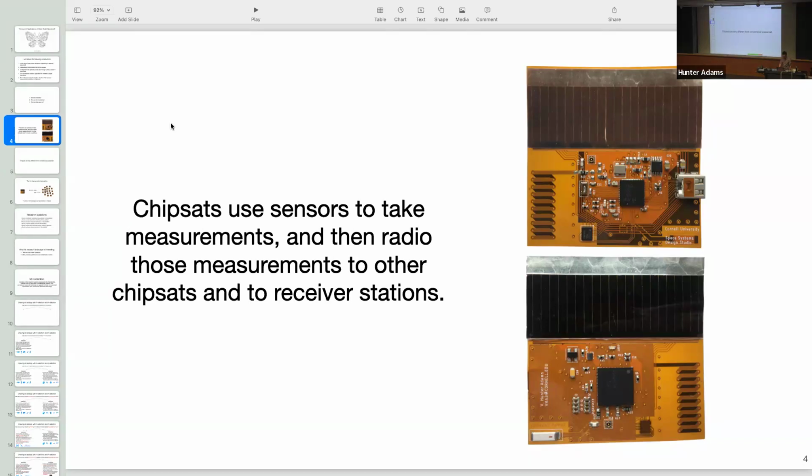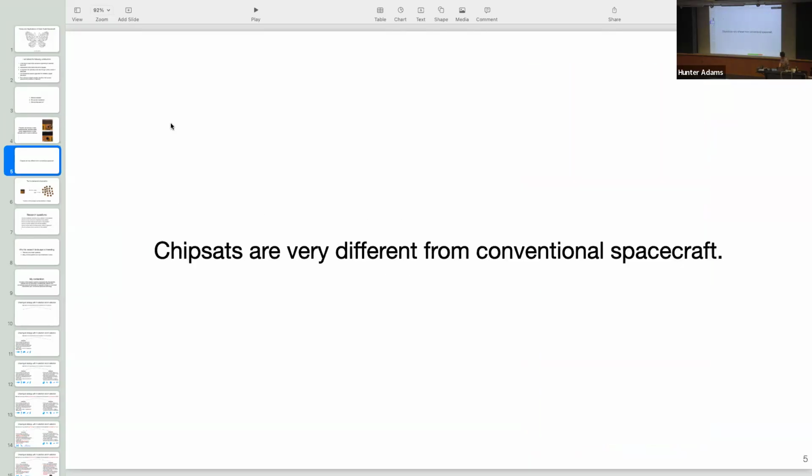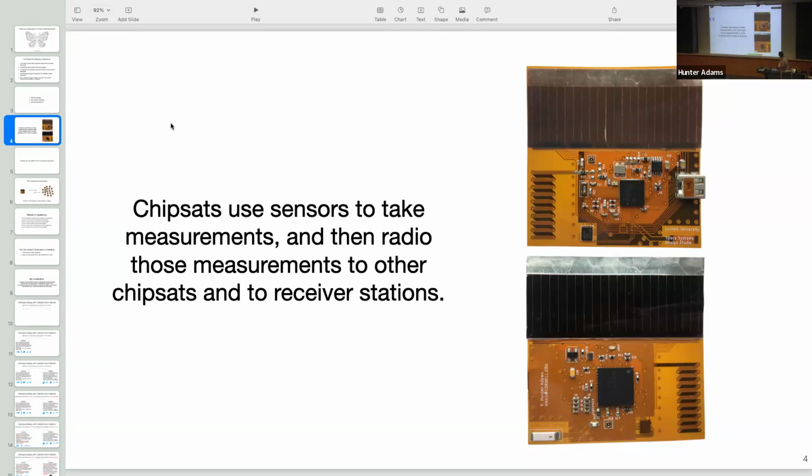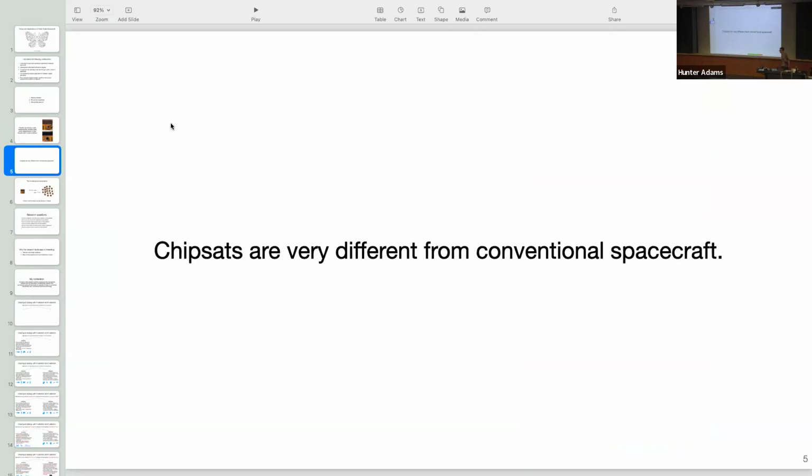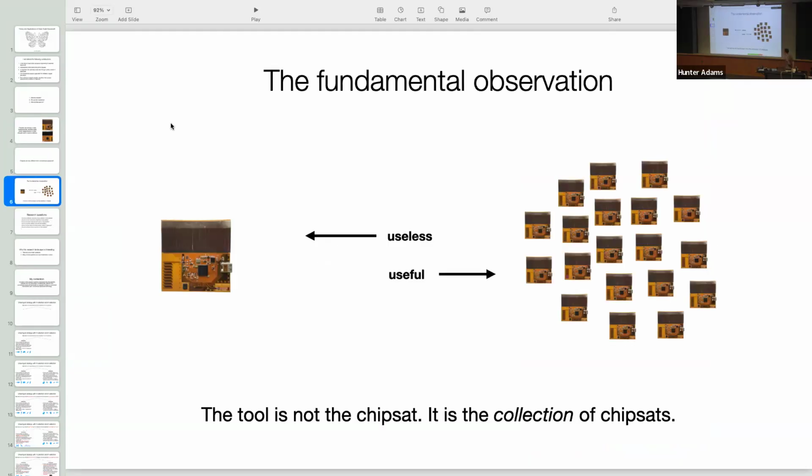An obvious point, but these little spacecraft, this is 5 centimeters on a side, are very different from conventional spacecraft. They're different in some ways that are rather obvious and in some other ways that are more subtle. But all of these differences, I would argue, boil down to one fundamental observation that makes them very different from a conventional satellite. And that observation is that an individual chipsat is effectively useless. The thing that's useful is a large collection of these things.